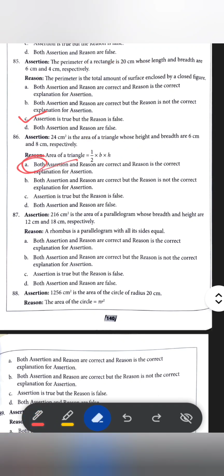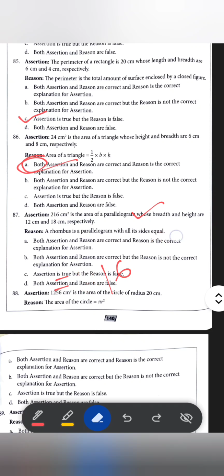Now come to the question number 87. 216 centimeter square is the area of the parallelogram whose breadth and height, means base and height, is given as 12 and 18. So let's multiply. Base into height is equal to 12 into 18. So 12 8s are 96, 12 ones are 12, 12 plus 9 is equal to 21, so 216. Yes, that one is correct. Now come to the next part.